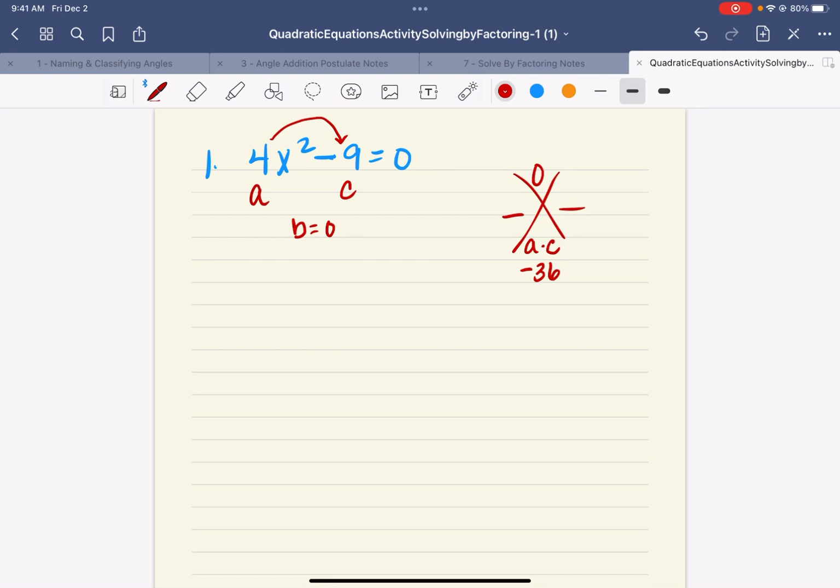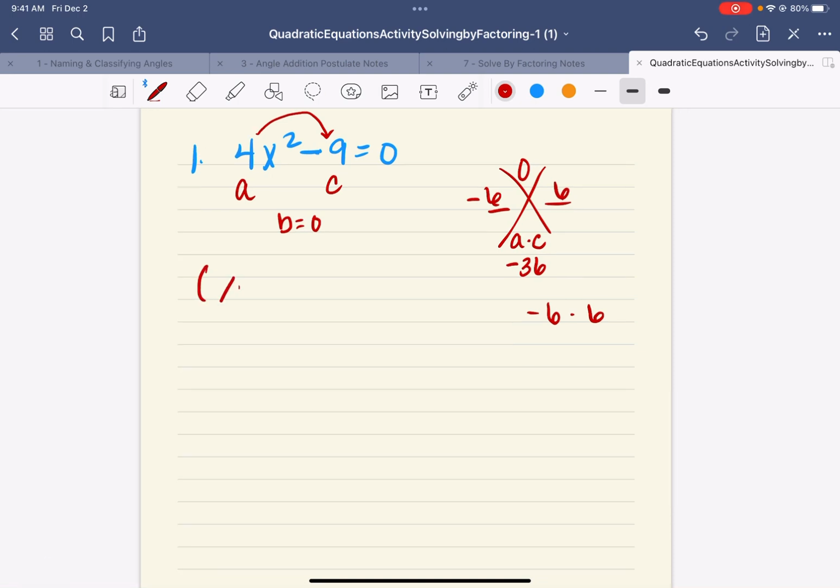What about 6? 6 times 6 is 36. Is there a way to make 0 from 6 and 6? Yeah, if one of them was negative, right? Negative 6 plus 6 is 0. So there's our factors, negative 6 and positive 6. So we're going to go ahead and write them as x minus 6 times x plus 6 equals 0.